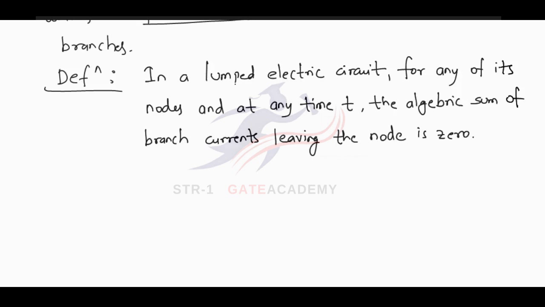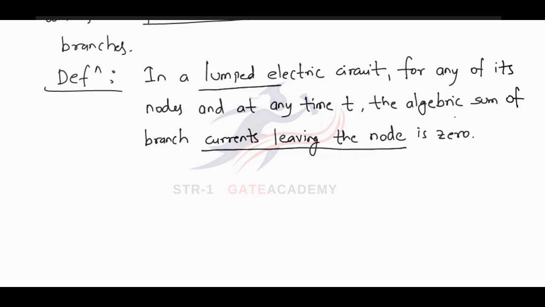Now in this there are two important words. One is lumped and this current leaving the node. These two are important. Now what is lumped electric circuit? So all the circuits which you will study in the network theory are lumped. The reverse of lumped is distributive. Distributive elements are found in transmission lines. That is, you cannot define their value. You cannot say that the resistance of a transmission line is 10 ohms, whereas you can say the value of a resistor is 10 ohms. So that is the difference between a lumped and a distributive element.